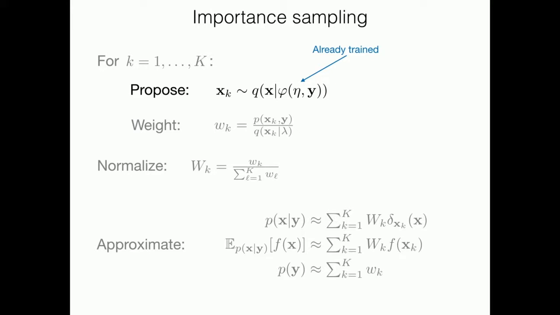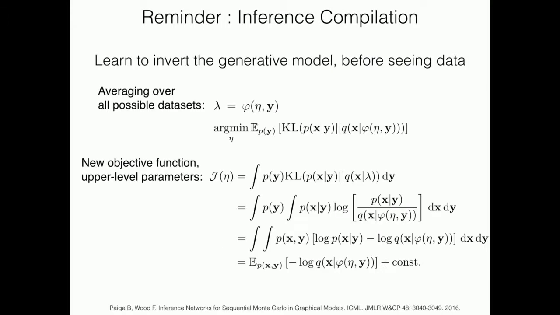So the whole point was to define some Q using some parameterized Q that is good in expectation over any data set you might encounter. Any observations, Y's in the example were CAPTCHAs. There's some neural net phi that has parameters eta. And the objective, again, was to make, on average, this proposal distribution as close to the posterior as possible, averaging over all possible data sets.